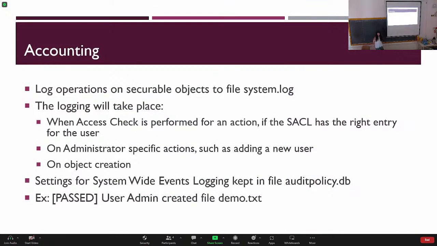For the security accounting, we will log operations in a specific file called the system log. The logging will take place when an access check is performed and the system access control list specifies it, on administrator-specific actions, and on object creation. We also have a setting for system-wide event logging, such as login or logout, which can be set by the administrator.